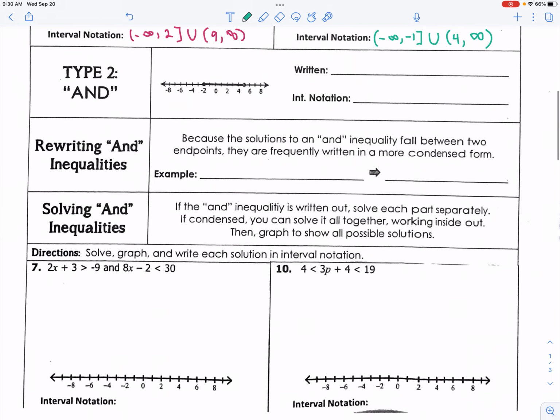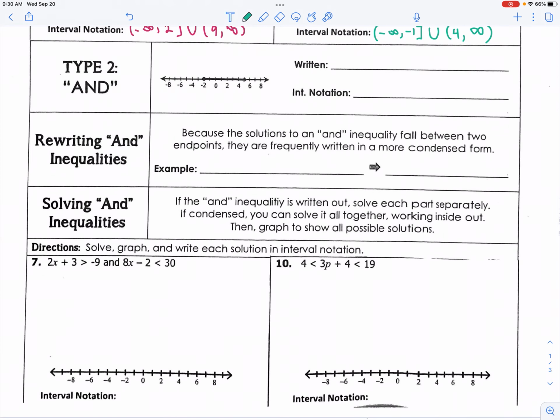Next, we have type 2. This is our and inequalities. I like to call this the sandwich inequalities. And the reason is we're looking at in between. We can see that here we're shading in between these two numbers. We have endpoints.